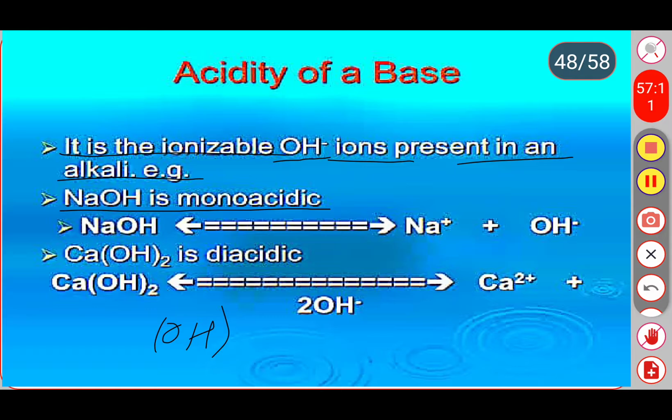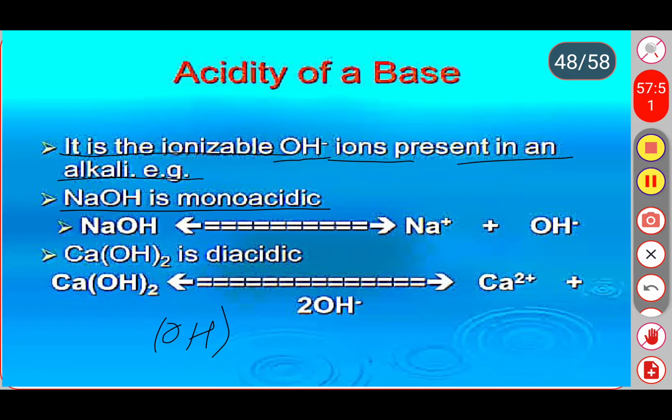For example, the first one is a monoacidic base, then a diacidic base, and a triacidic base. If one OH minus ion is present in the compound, it is a monoacidic base. If two OH minus ions are present, it is a diacidic base. And if three OH minus ions are present, it is called a triacidic base. See here, NaOH is monoacidic and calcium hydroxide is dibasic or diacidic.